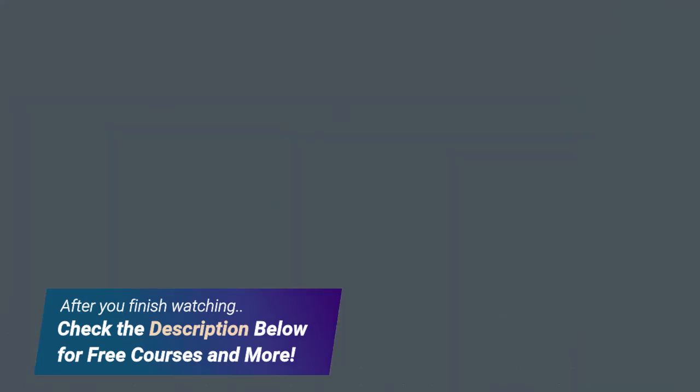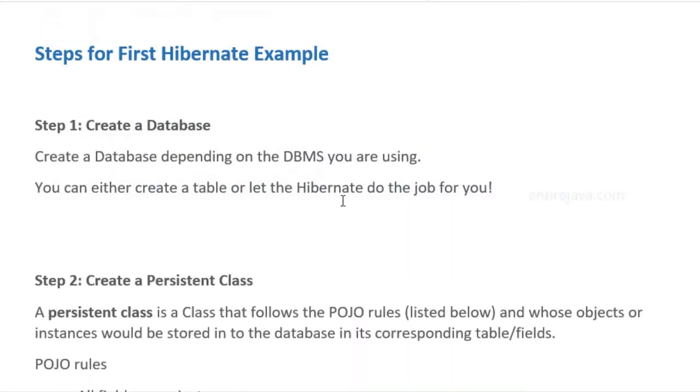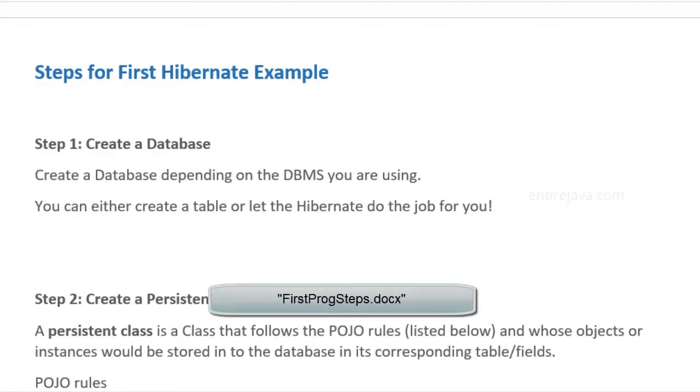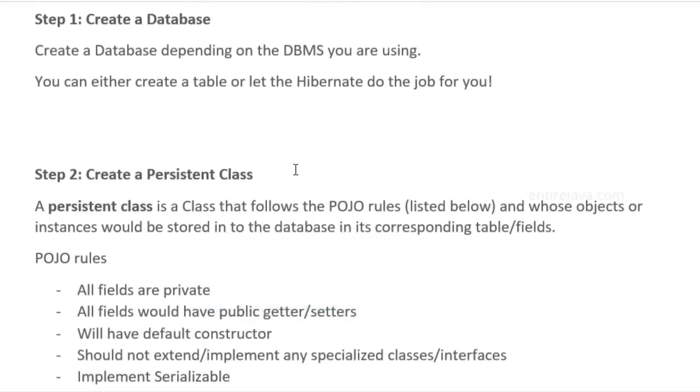I'm actually going to walk you through the list of steps involved to write our first Hibernate application. You can open this file with the name firstprogsteps.docs, within which I mentioned all these steps that will help you write your first Hibernate application. The first step in it is, of course, you need to have a database set up. Whichever database you're using, you need to have at least one database created. In my case, I'm using PostgreSQL and its default database, which is Postgres.